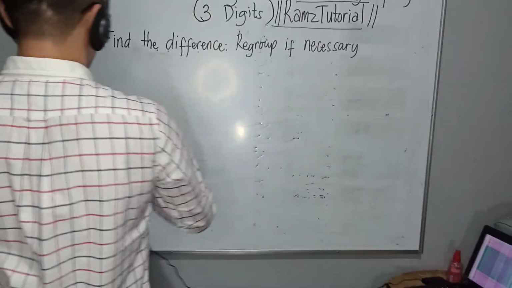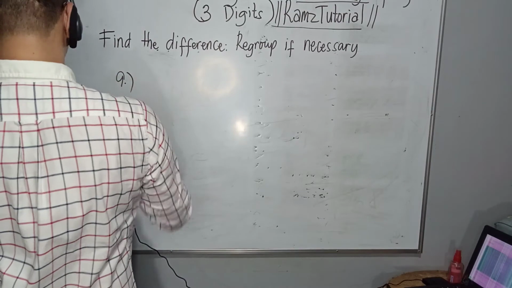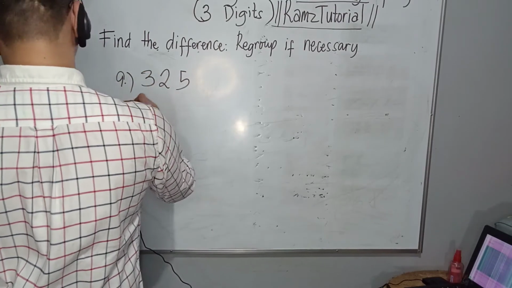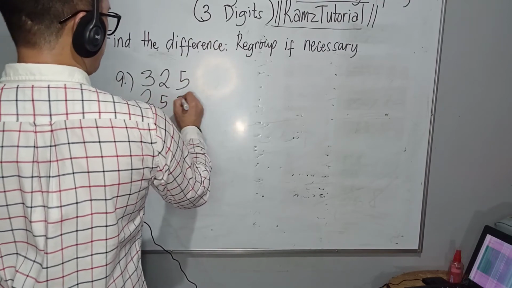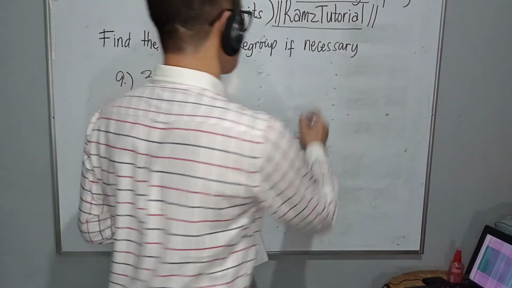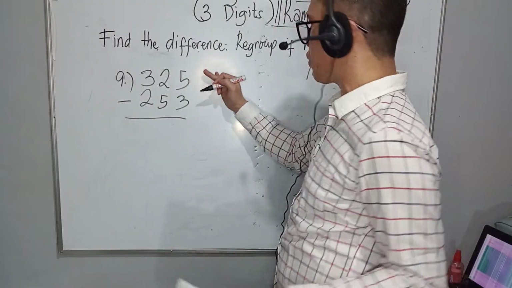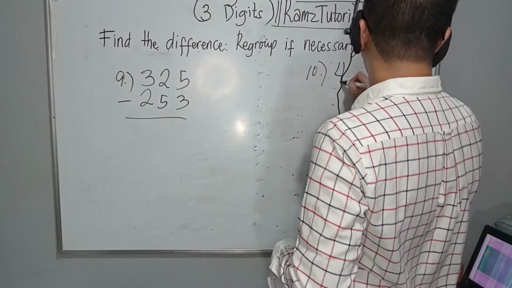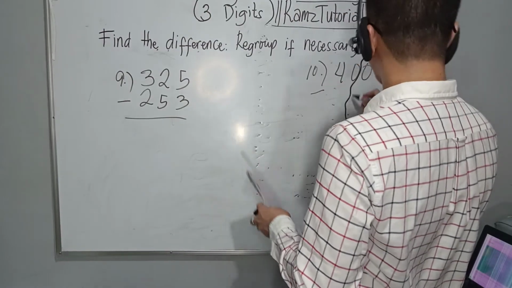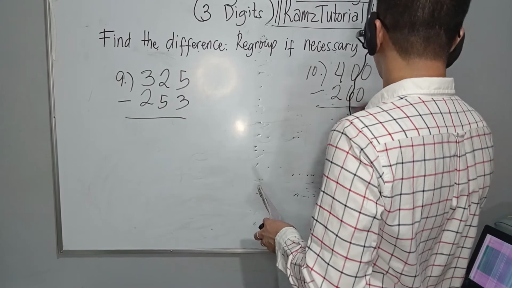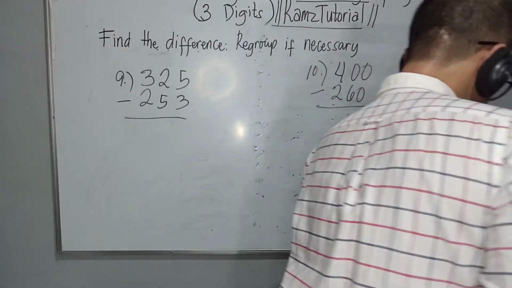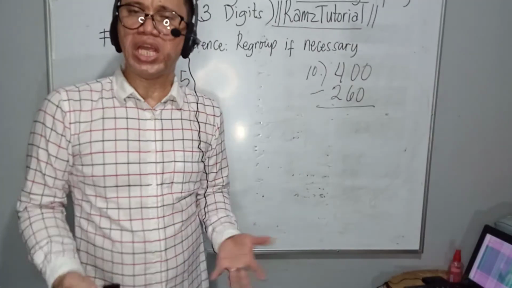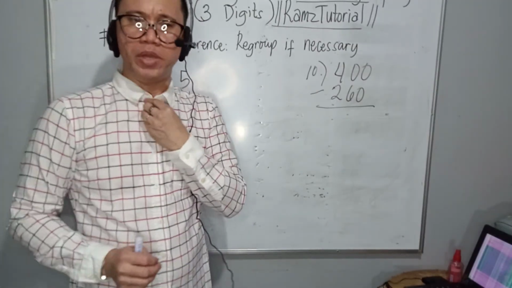So we are going to proceed to number 9 and 10. Remember, my dear viewers. Okay, we have number 9. Our equation is 325 minus 253. For the last equation, my dear viewers, I have the space here because we need to check it. 400 minus 260. Now, this will be our last and final equation in solving 3-digit numbers with regrouping, my dear viewers.